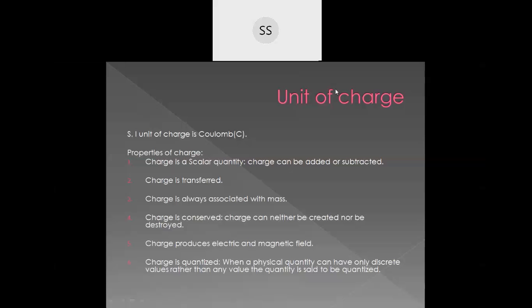So these are basically the properties of charge. Charge is a scalar quantity, charge is transferred, charge is always associated with mass, charge is conserved, charge produces electric and magnetic field, charge is quantized. You have to remember all these 6 properties.